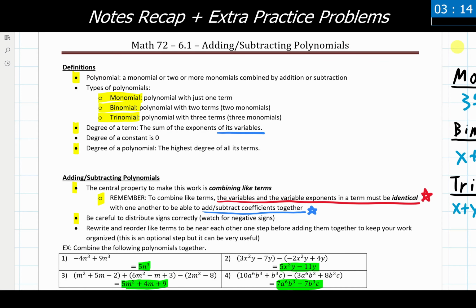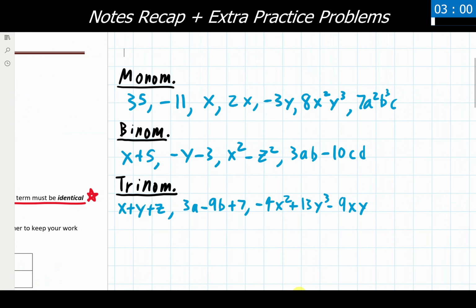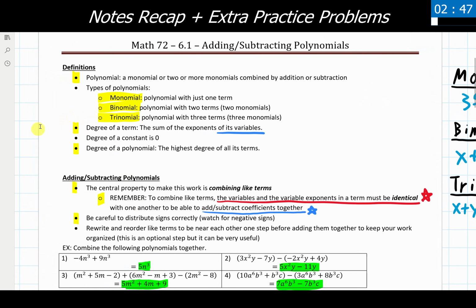Bringing everything back together as a quick recap of what we went through in this video, we had our main definitions of what polynomials are and what monomials, binomials, and trinomials are. We had some quick examples of what each of those types of polynomials look like written out here. But again, this is not the limited amount of what they can look like. There's a lot of options between them. We also went through the degree of a term and the degree of a polynomial fairly briefly.